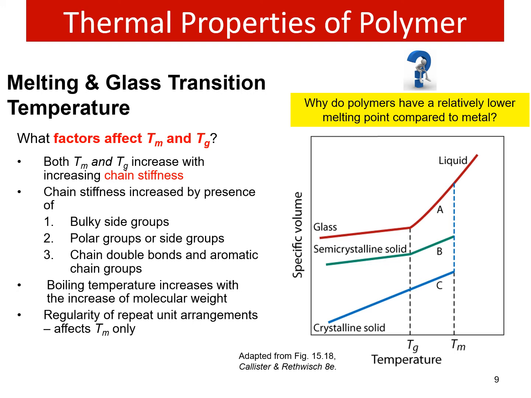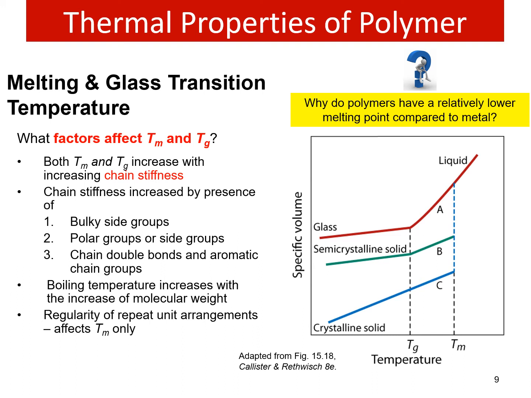So what factors affect the melting temperature and the glass transition temperature? Both Tm and Tg increase with increasing chain stiffness. And this chain stiffness is increased by the presence of bulky side groups, polar side groups, chain double bonds, and aromatic chain groups.